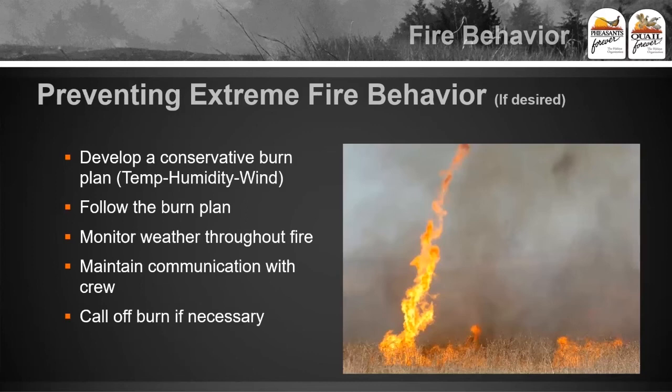So if you're just starting out burning, you can develop a conservative burn plan, like I was talking about earlier. You want to make sure you follow that burn plan and monitor your weather throughout the fire. Let's say you're forecasted to be 80 degrees during the day. What happens if you pull out your Kestrel weather meter, which we'll talk about later, and it says it's 85 degrees? Automatically, you already know that your humidity is even lower than it was forecasted. If you're forecasted at 20% humidity and you're at 85 degrees, your humidity is probably 16 or 17.